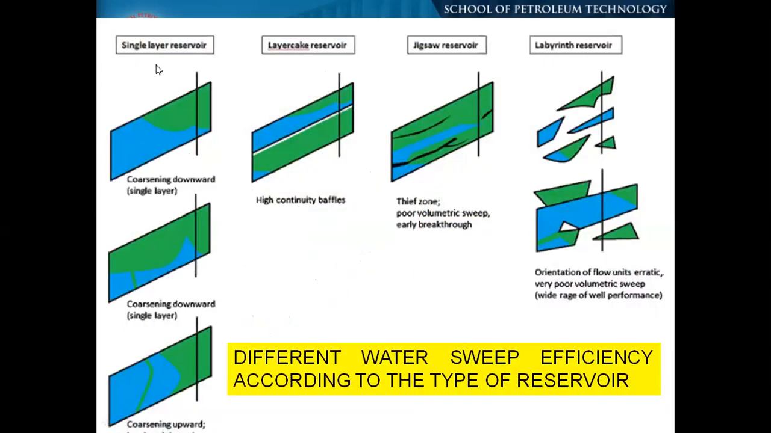Now these are single layer reservoirs, you may have a double layer reservoir, you may have a jigsaw reservoir. So depending on the different water sweep efficiency, the variations in permeability are different. Depending on the mobility ratio for the injected fluid and displacing fluid, the displaced and displacing fluid, the movement of the water and oil front may not be very piston type. So depending on that, you may have different types of features.